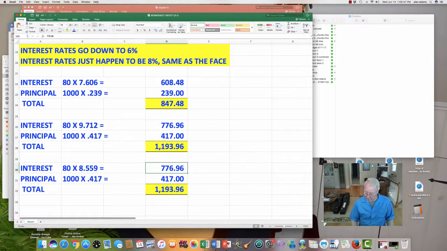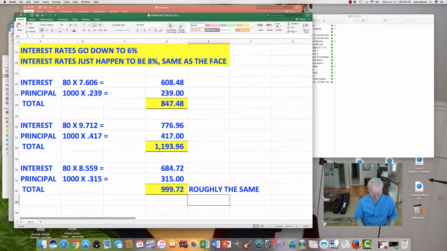And that maths out to 684.72, roughly. These are approximations. Then you do the same thing with the principal, this time using Table B. You find that the factor is for 8% and 15 years, 0.315. That's $315. And look, it's roughly the same. There is, of course, a slight rounding error. Don't worry about it, okay?